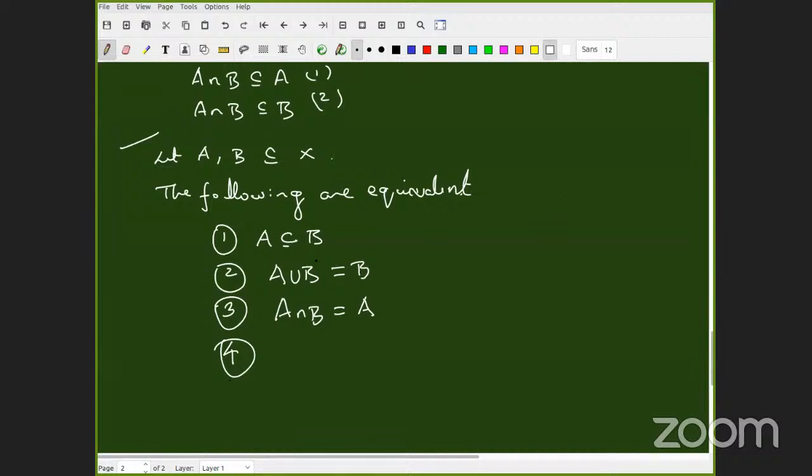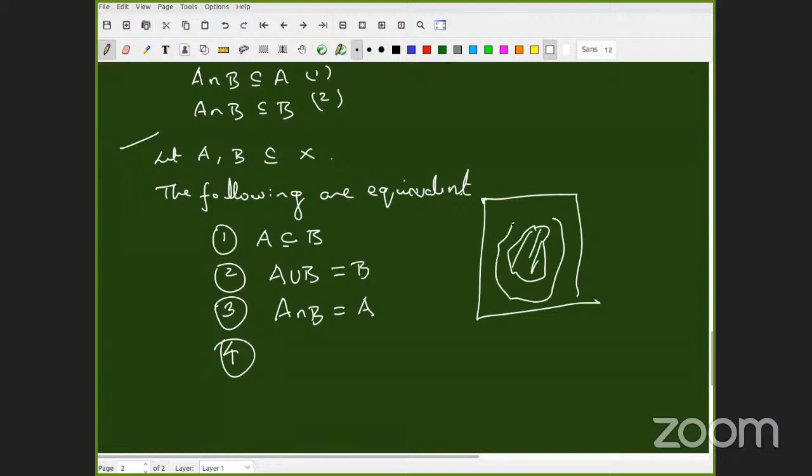Okay. A is a subset of B. Let's draw a picture for this. My X is this. This is my A and this is my B. Right, this is how I have to draw if A is a subset of B. Now, can you compare complements and say the answer? Not you. All of you be ready. Okay. Quick.